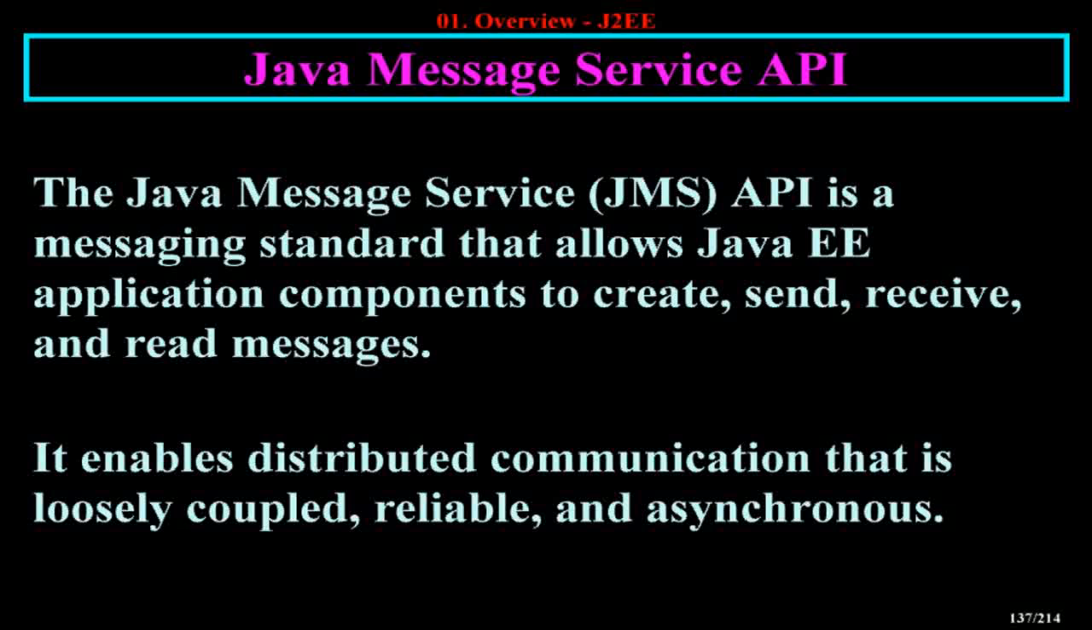Java Message Service API. The Java Message Service JMS API is a messaging standard that allows Java EE application components to create, send, receive, and read messages. It enables distributed communication that is loosely coupled, reliable, and asynchronous.